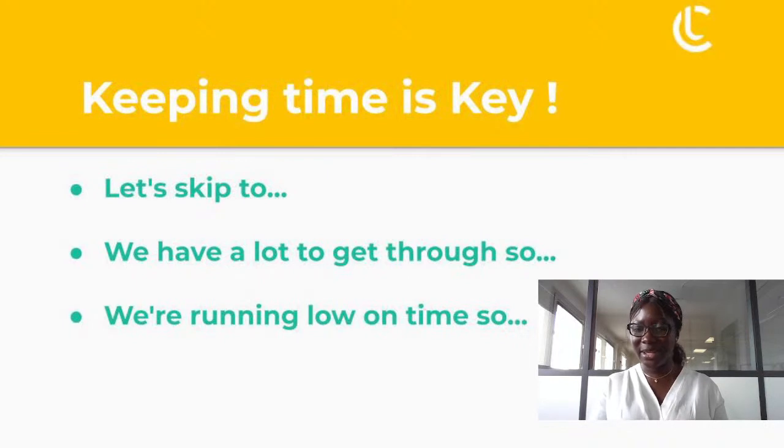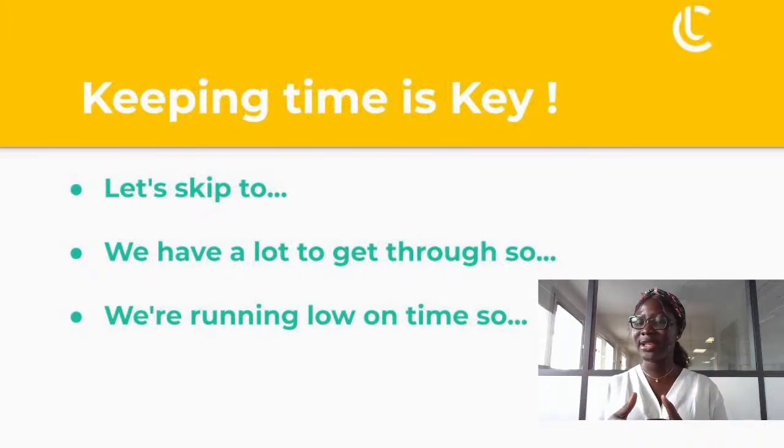Keeping time is key. It's very important to know your time, to have time management during a professional meeting, because every single person that's present in the meeting has something else to do after the meeting. So when you tell them that the meeting is, for example, from 9 to 10, it's very, very important to keep it short, to make sure that your time is well managed and all the keys are mentioned during that 1 hour, okay? So let's skip to.